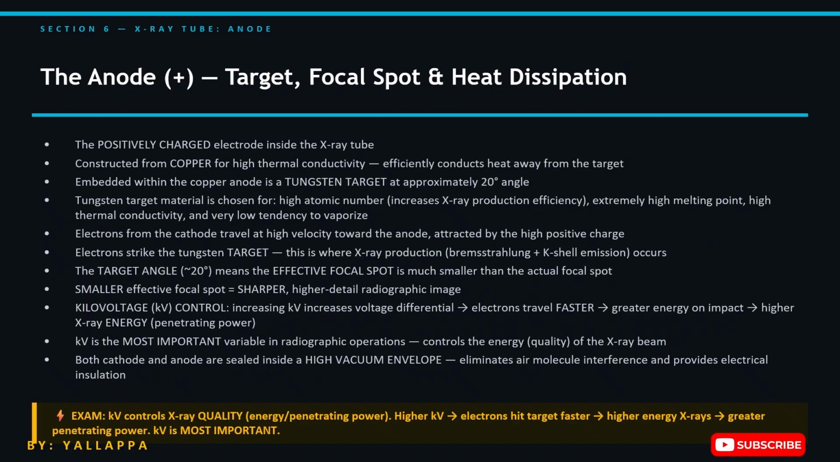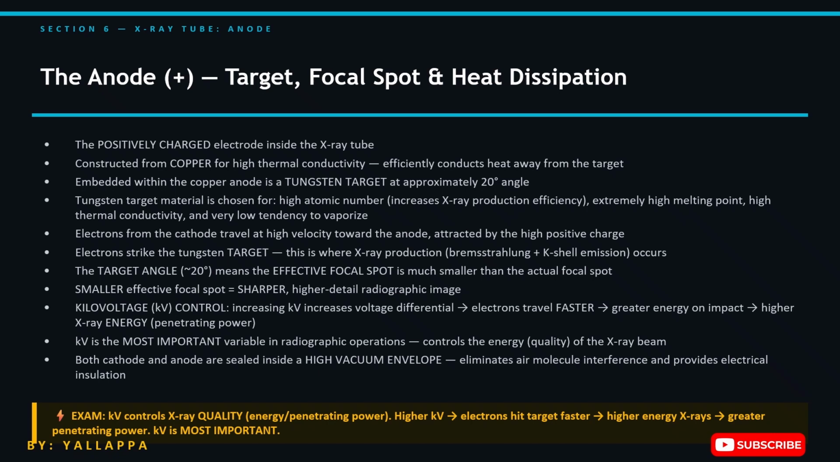The anode is the positive electrode and contains the target where X-rays are generated. The target material is tungsten because tungsten has a high atomic number and can withstand extremely high temperatures. The anode also has an important thermal function because almost all of the electron energy becomes heat. The target is angled, and that geometry is related to the effective focal spot. A smaller effective focal spot can improve image sharpness because it reduces geometric unsharpness.